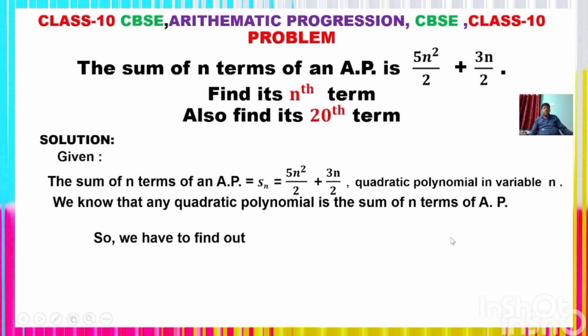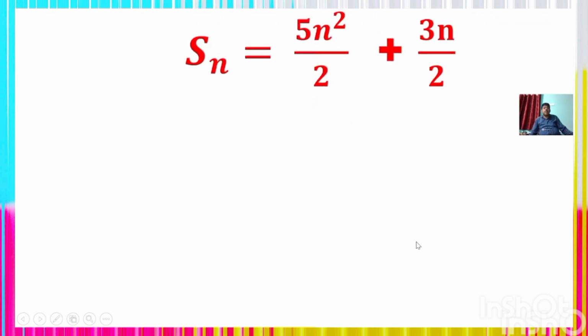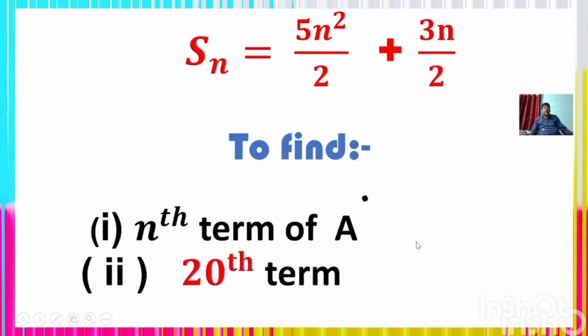And you have to find out the nth term, the general term of the AP, and also the 20th term. So Sn is equal to 5n square by 2 plus 3n by 2, it is given, and you have to find out the nth term of the AP and the 20th term.